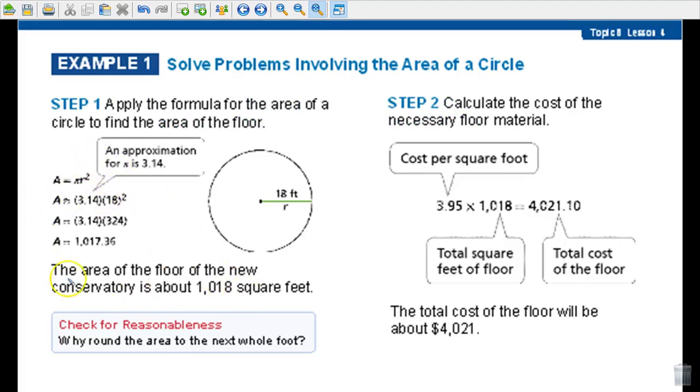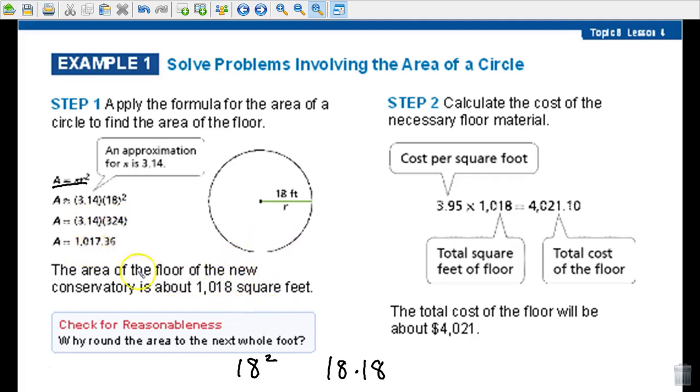So they do all the work for you right here. You write the formula and then you plug in the numbers. So 18 squared, remember, 18 is the base, the 2 is the exponent. The exponent tells me how many times I'm going to multiply the base by itself. So this will be 18 times 18. Okay, so 18 times 18 is 324. So 324 times 3.14 is 1017.36.